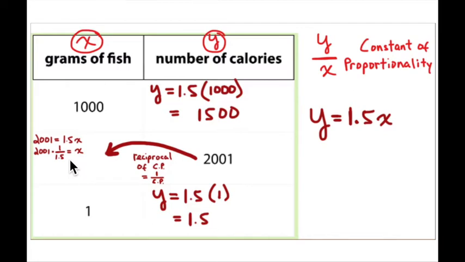I'll show you that in a moment. But 2,100 calories, you divide that number by 1.5. That's the same as multiplying by the reciprocal of the constant of proportionality. So the reciprocal of 1 5/10 is 1 over 1 5/10.